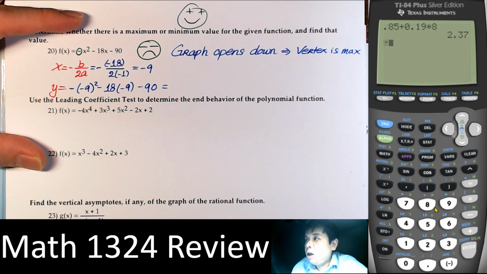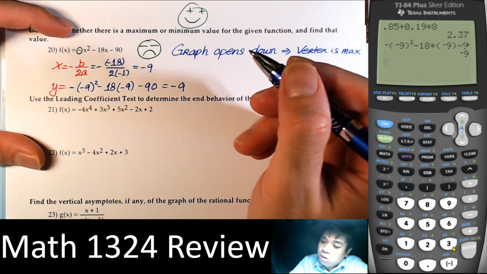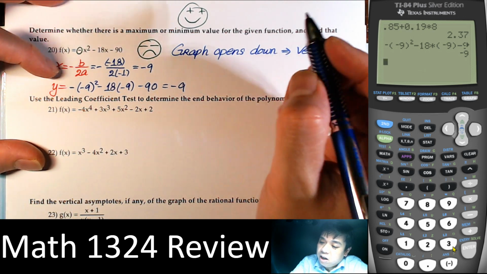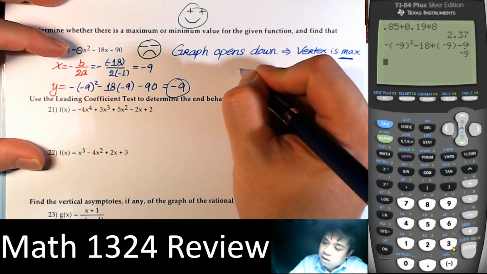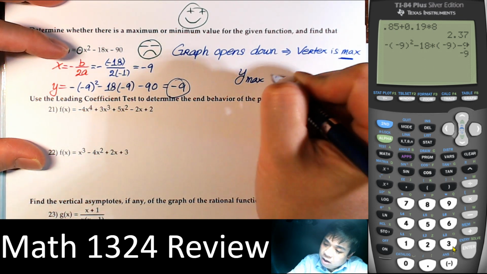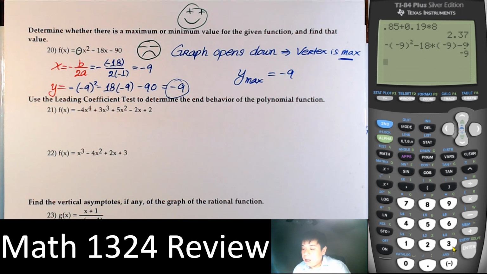So negative 9 squared minus 18 times negative 9 minus 90. It is negative 9. So that is also negative 9. So the vertex is negative 9, and the maximum, if we talk about the y values, is going to be negative 9. So the maximum y value is negative 9. Because this opens down, the vertex is the max.